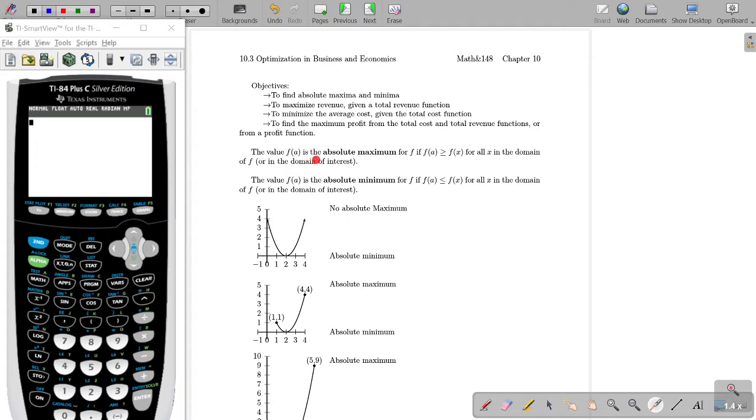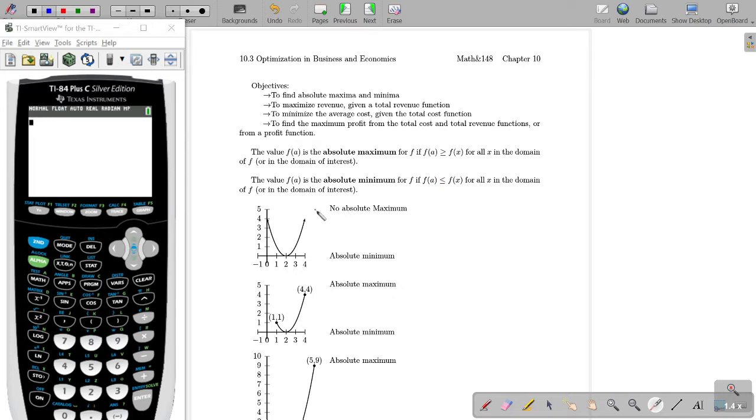The value f of a is the absolute maximum if f of a is greater than or equal to f of x for all x in the domain of f. So in other words, it's the biggest value in this domain. Could be restricted, it could be the whole number line. And then an absolute minimum is just the opposite. It's the smallest value in the domain.